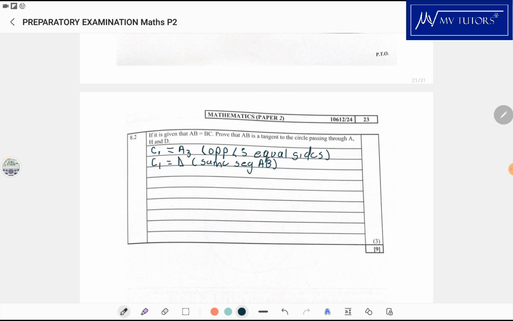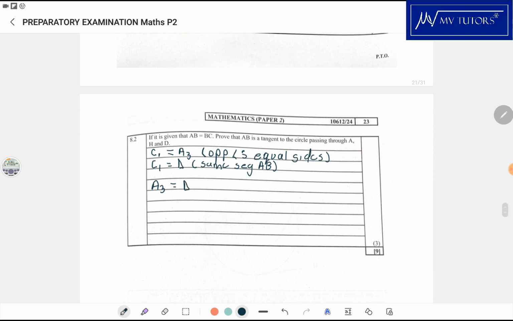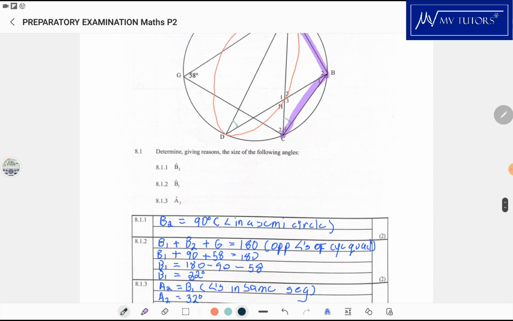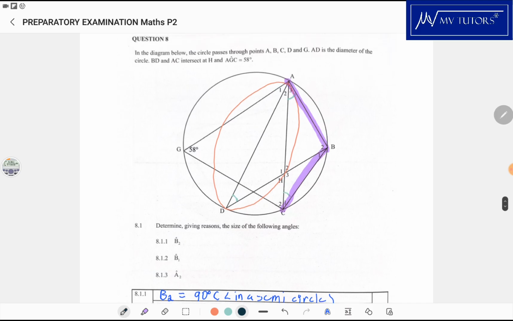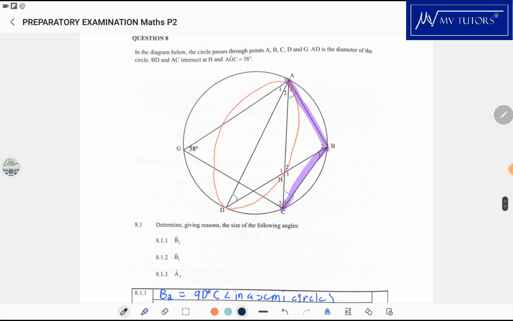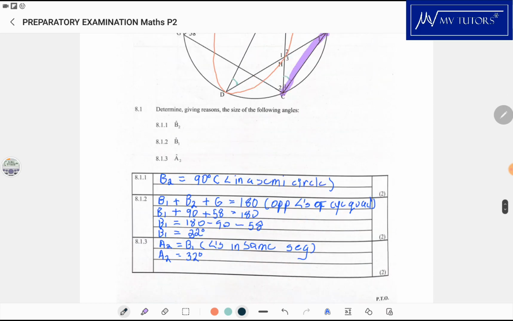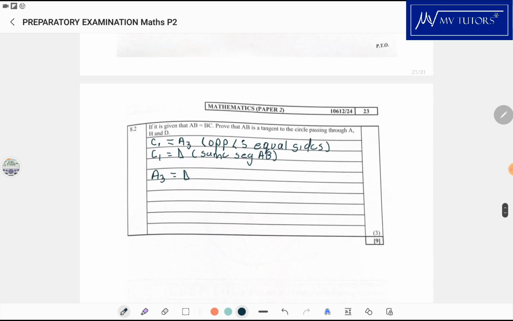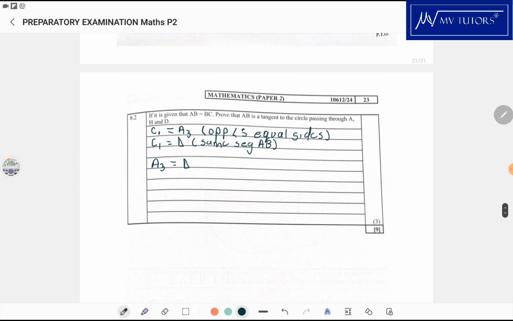Now, therefore, I can conclude and say, A3 is equal to D. And that's exactly what we wanted to prove, because this is now a converse tan chord theorem. A3 is equal to D. That's what we're trying to prove. A3 is equal to D, and therefore we're concluding now.